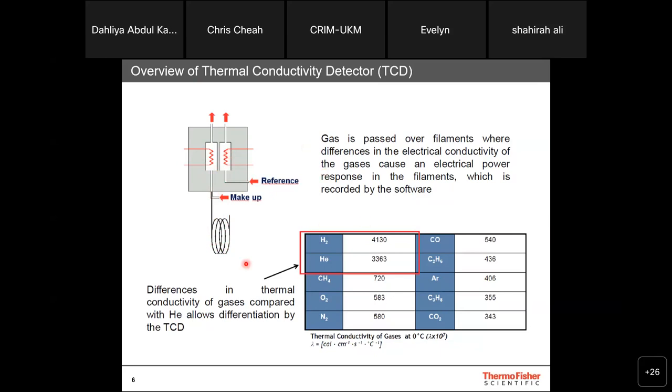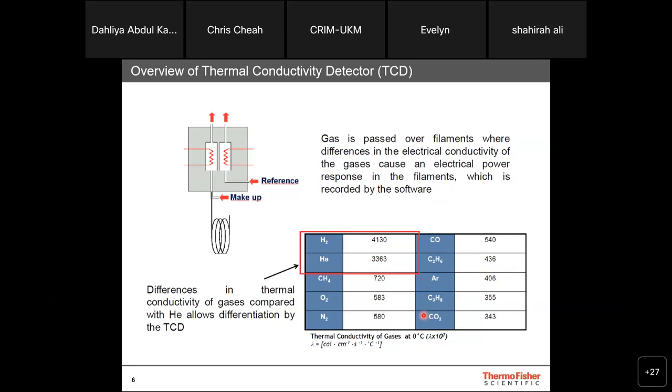Okay? So look at this table. The thermal conductivity of different gases will have different values. These values will be recorded by the software. Whenever gases pass through, the software sees the difference, then it will know, okay, this is hydrogen, this is carbon dioxide, or even this is carbon monoxide. All of these have a specific value. If you look into detail, you will notice that helium is about 3000 over, and the rest are in the range of 100. So they are quite different compared to helium, which means the detection limit on these gases will be very good and can reach around the ppm level, parts per million level, depending on your sample type.